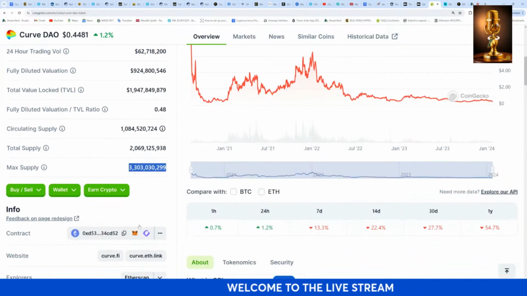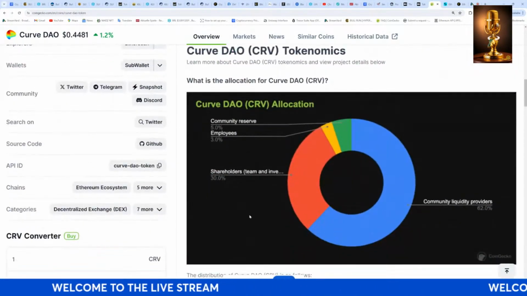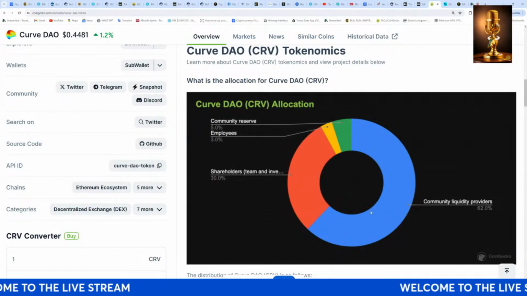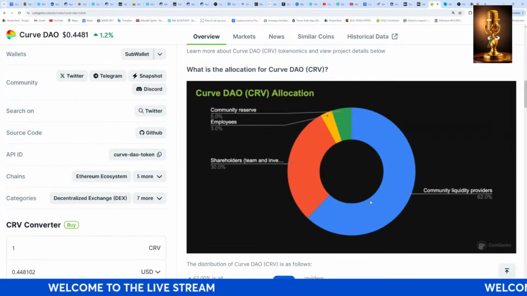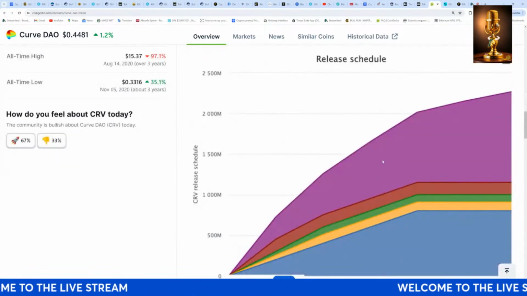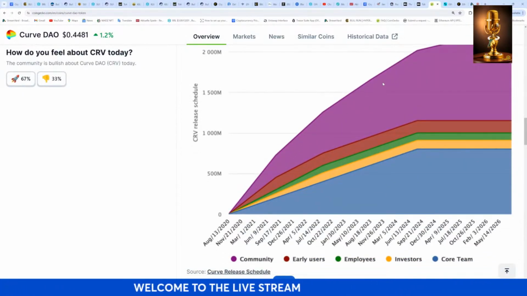However, if you look at the tokenomics, there is something very interesting. So first of all, the blue part is 62% is put aside for staking rewards. And if you look at this chart, this is the purple that you see here. So the staking rewards, as you see, they keep increasing. Every year, it's more and more of it.